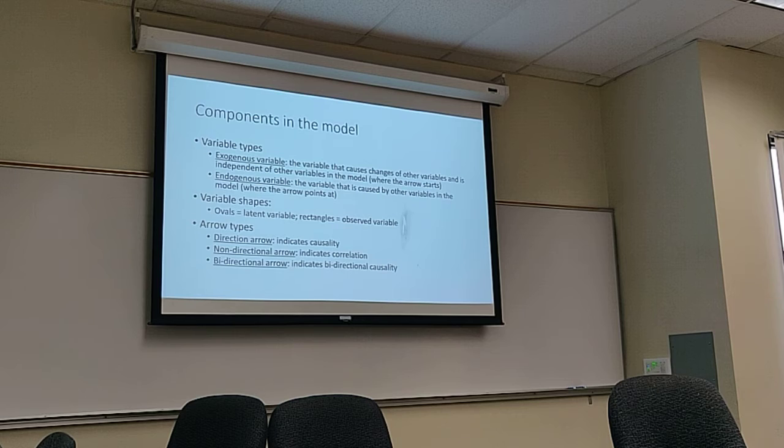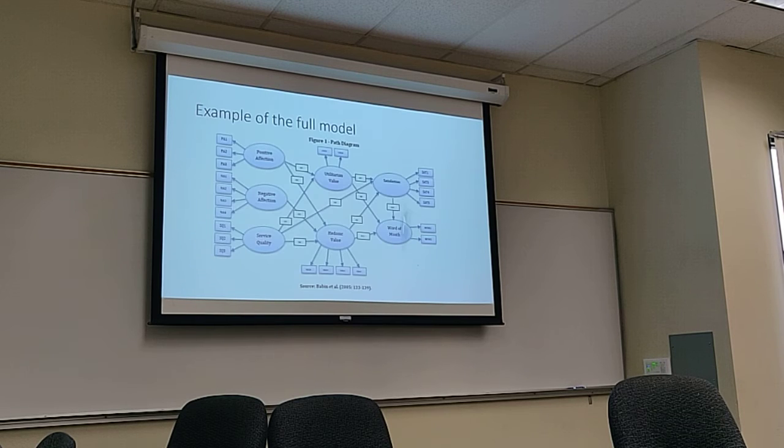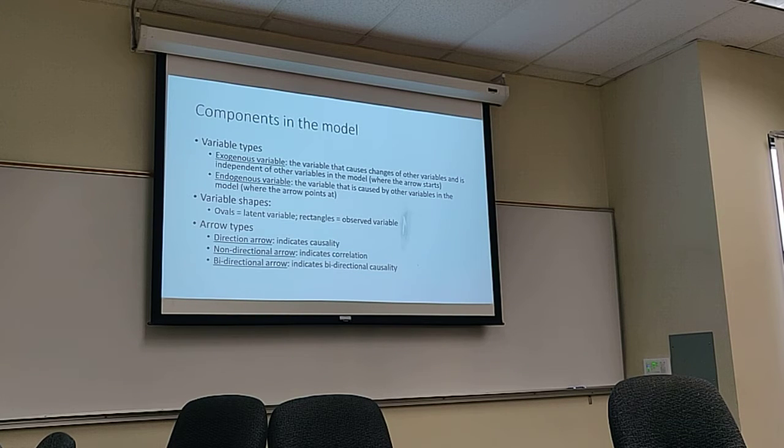It's like an independent variable and a dependent variable in ANOVA, but they use different terms. And the ovals, or circles, bubbles, are latent variables. And rectangles or cubes are observed variables.